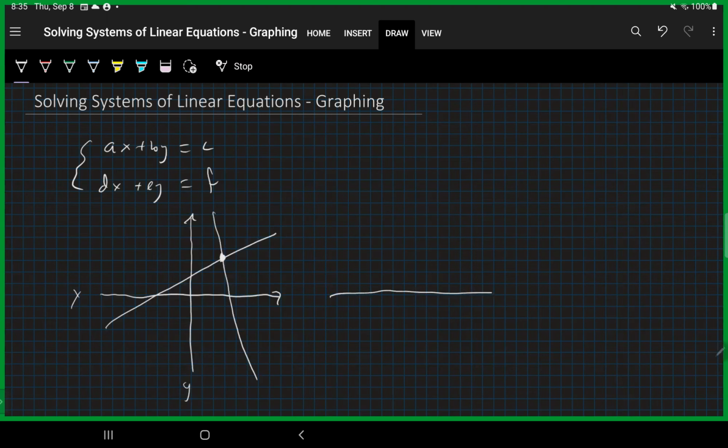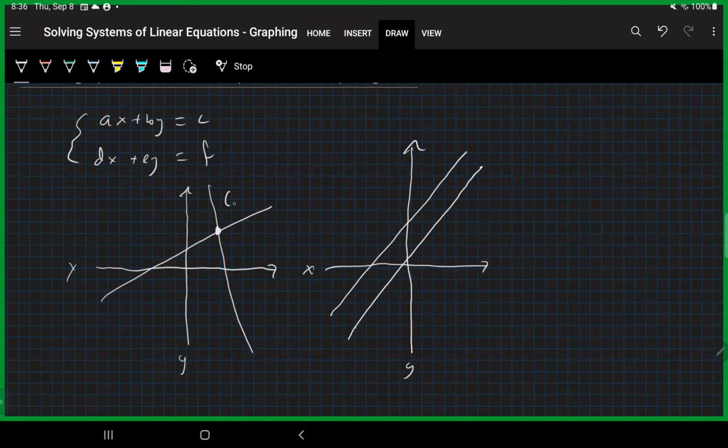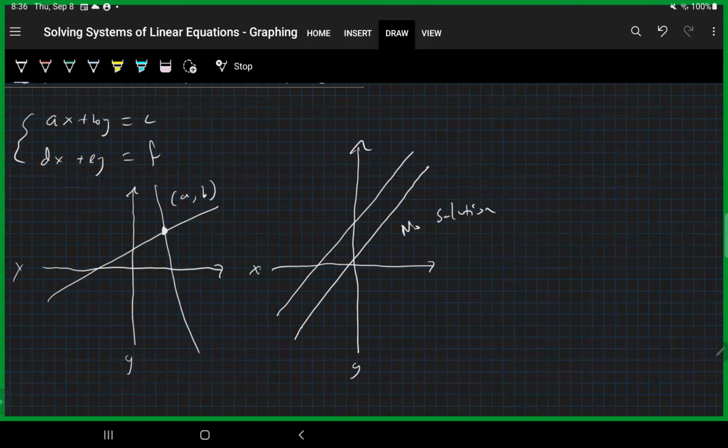The second case is you have two lines that are going off in the same direction. They're both parallel. So parallel lines never meet. The intersection would be a solution, and we have a point (a, b) in that previous one. If they're parallel, there is no solution because they're never going to meet.